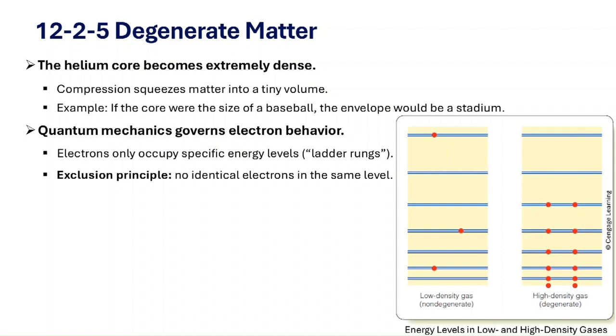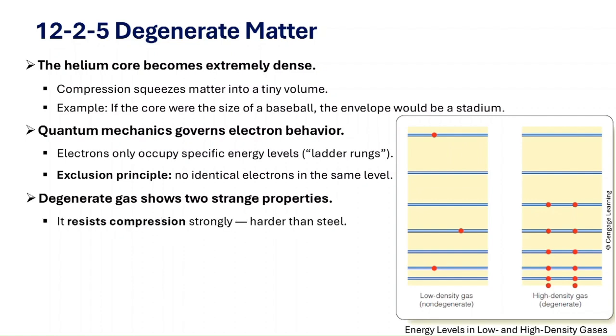So this gives rise to two very unusual behaviors. It resists compression extremely strongly, even harder than steel. Although you can push on it, it barely shrinks. And its pressure does not depend on temperature. Normally, heating a gas makes it expand. But in degenerate matter, adding heat doesn't change the pressure much at all. Now these properties are crucial for understanding how certain stars experience sudden helium flashes. So why does this matter?